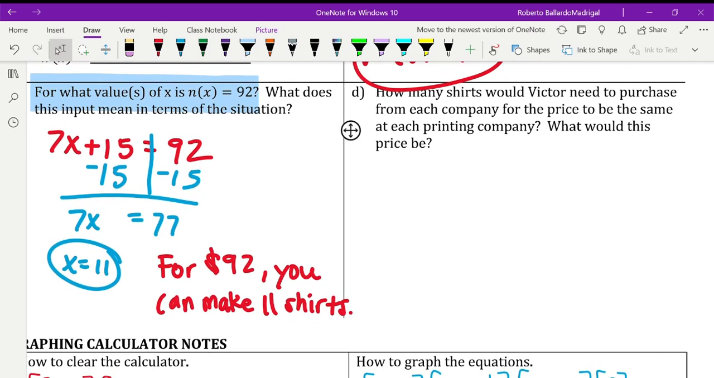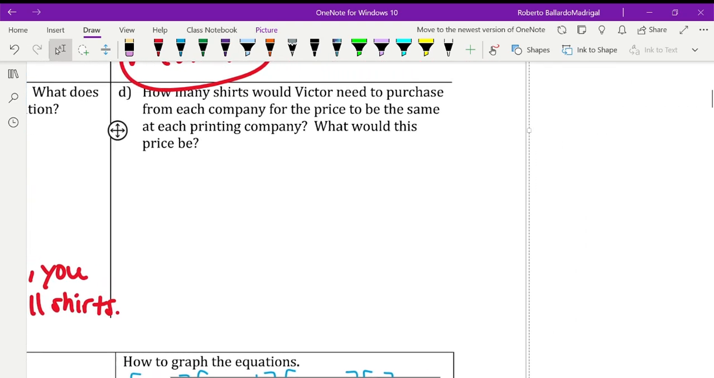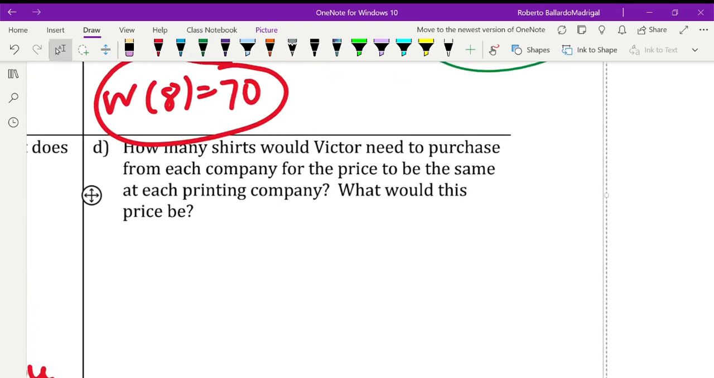All right, let's see if you guys were able to do part D. How many shirts would Victor need to purchase from each company for the price to be the same at each printing company? So what is the strategy here? How do we go about this problem? If we want to find out when two equations are the same, what do we do with the equations?